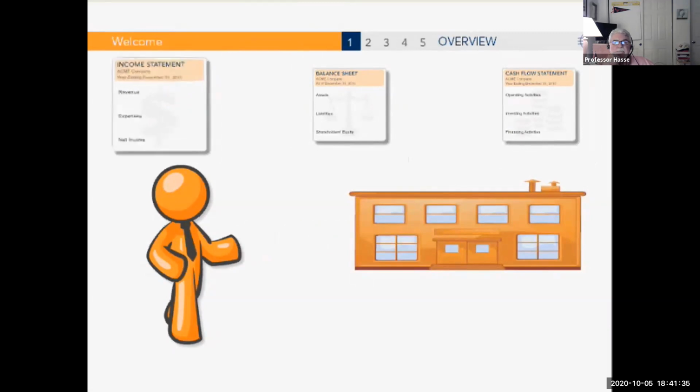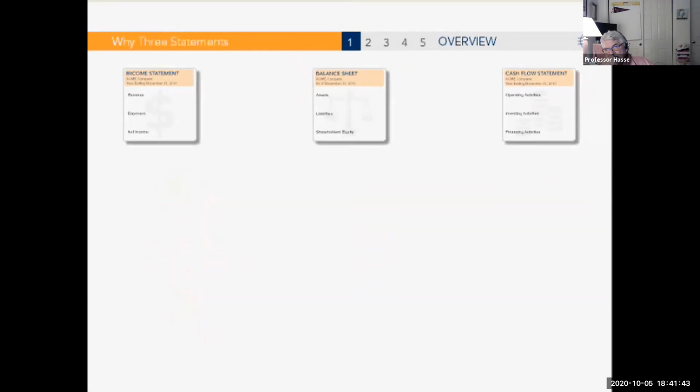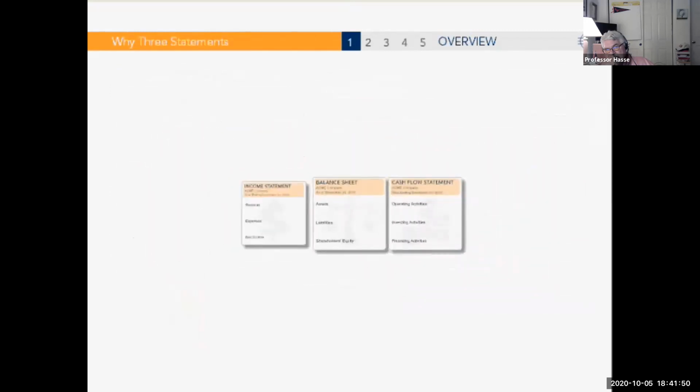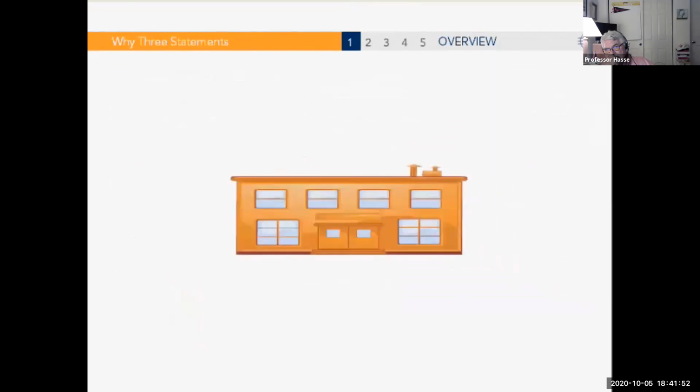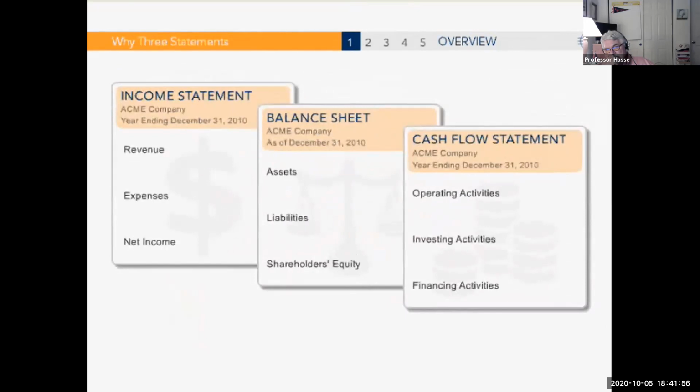In this program, we will explain each of these 3 statements and what their purpose is, how to read them, and how they can be applied in a real-world setting. So why is it important to understand all 3 financial statements? Basically, each one tells only part of the story. They are somewhat like pieces of a puzzle, and you need all three pieces to see the big picture. Let's begin by reviewing the general purpose of each financial statement and what distinguishes one statement from another.